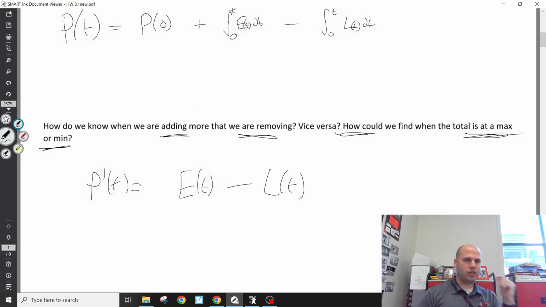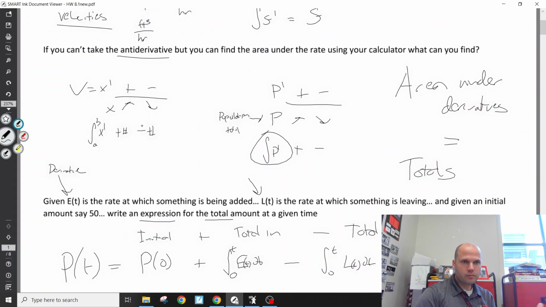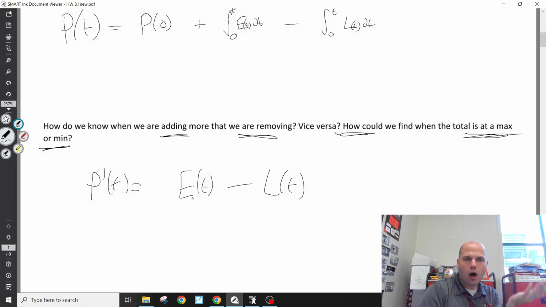Now this is confusing because we're used to putting derivatives with a tick mark, but there's no tick mark here. It's just E minus L. That's okay. Think of V. V didn't have any tick mark, but we know V was a derivative. Velocity was a derivative. In all of your test questions that you had in Unit 7, you were given a velocity. You knew that that was a derivative. Okay, you need to know that E and L are derivatives, okay?